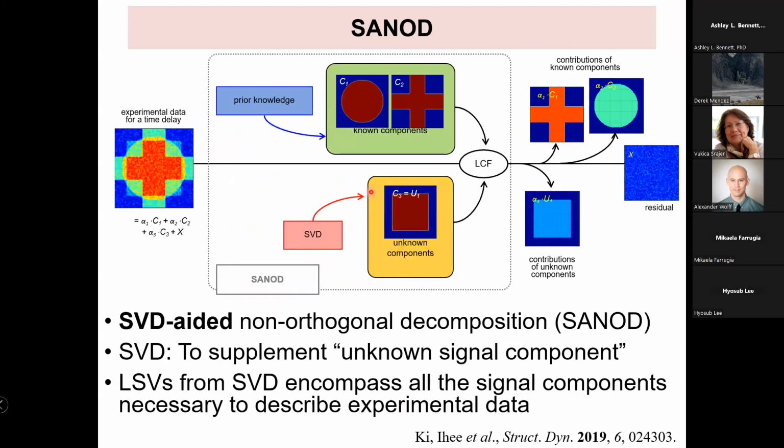In SANOD, the shape of the unknown components can be supplemented by applying SVD. In principle, the LSVs obtained from the SVD analysis contain all the signal components needed to describe the experimental data. So the idea is that by using the LSVs, we can supplement the shape of the unknown signal components to perform the LCF alongside the signal components whose shape we already know.